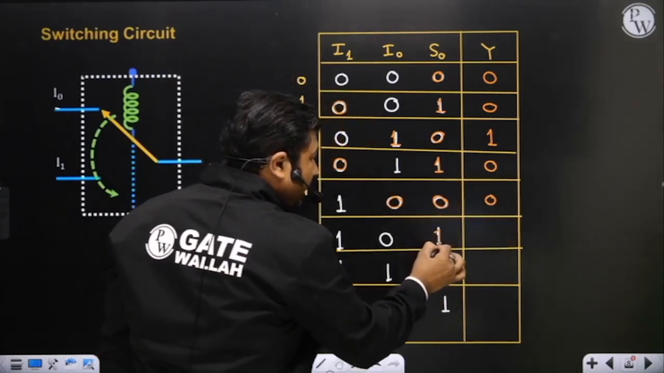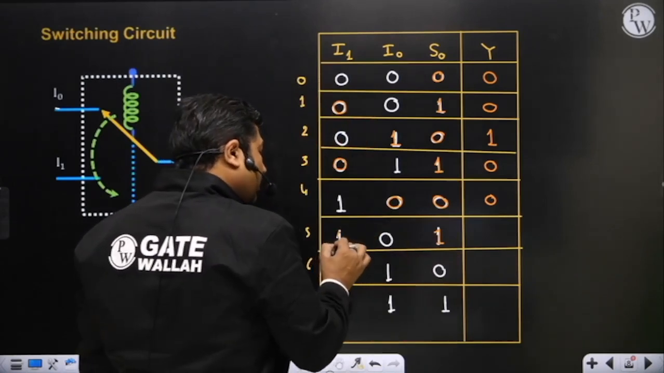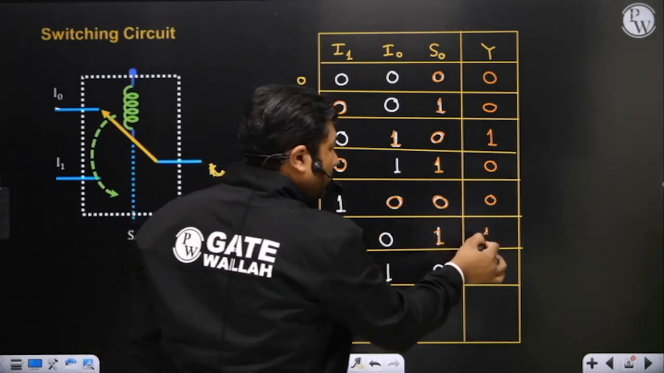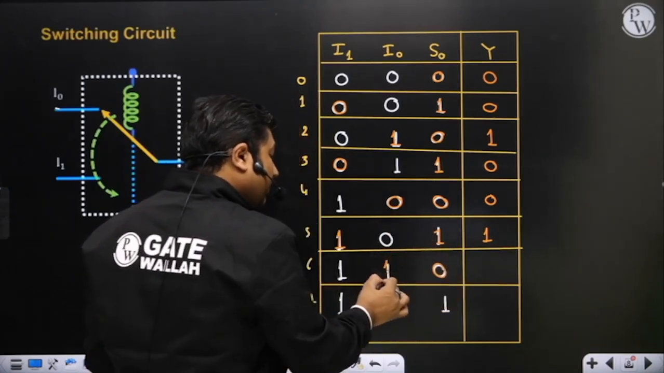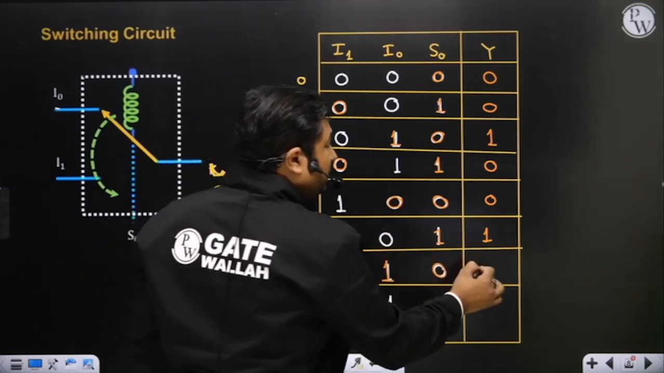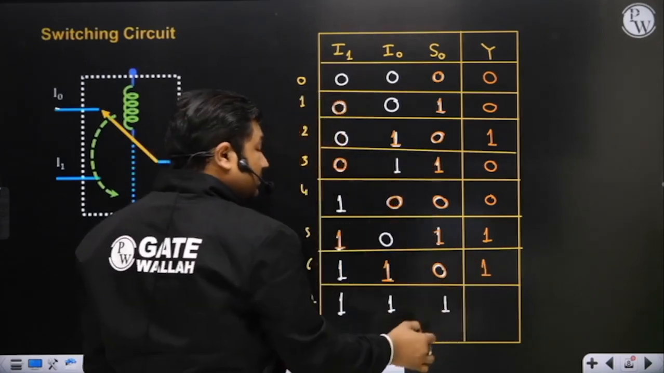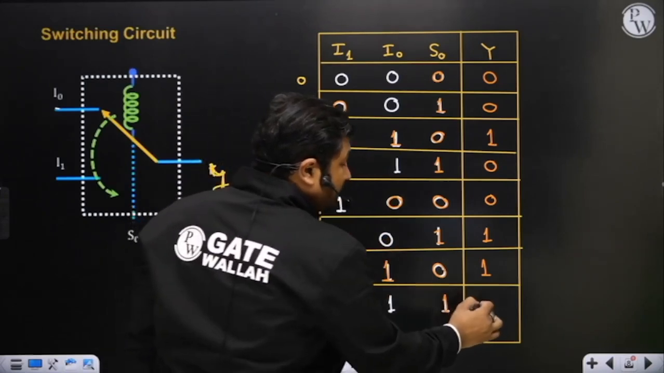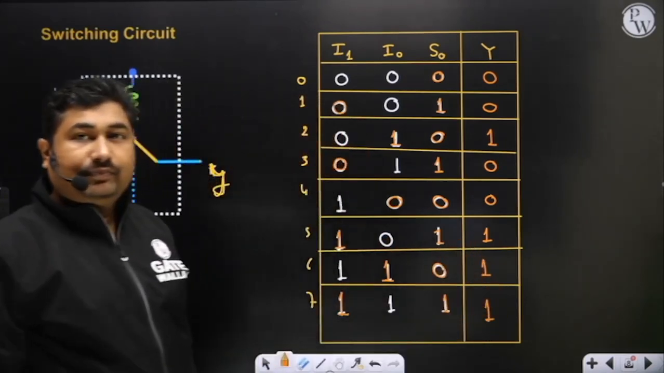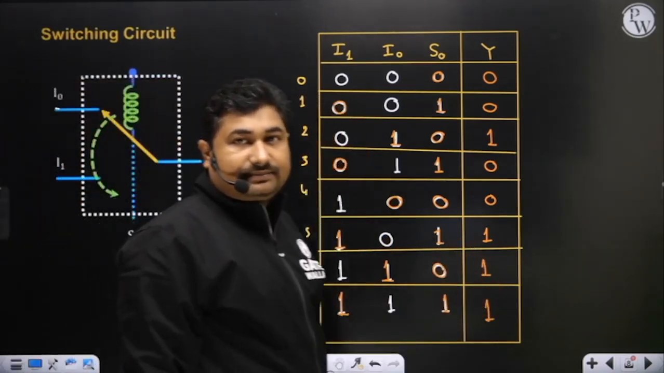When S0 is 1, whatever information is given to the I1 pin is transferred to output Y. When S0 is 0, whatever information is on the I0 pin is transferred to output Y. Is it okay?